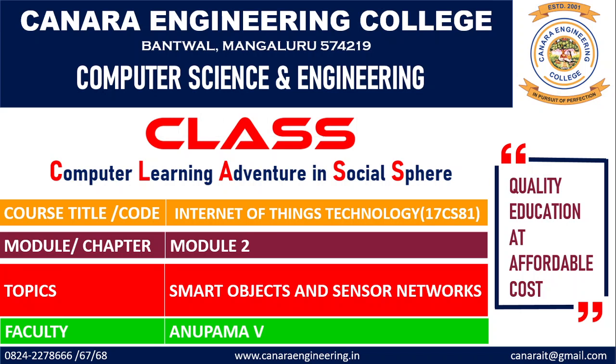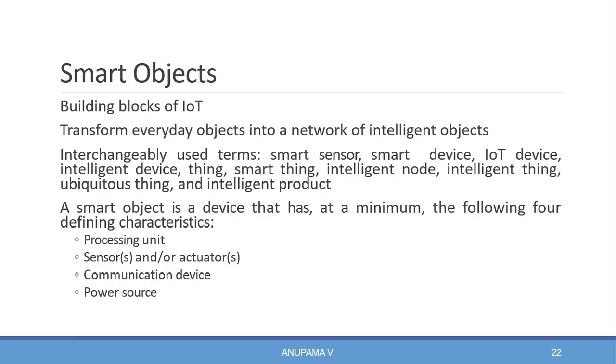Topics covered in this session are smart objects and sensor networks. Smart objects are the building blocks of IoT. Smart objects are what transform everyday objects into a network of intelligent objects that are able to learn from and interact with their environment in a meaningful way.